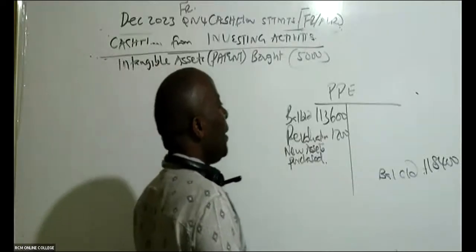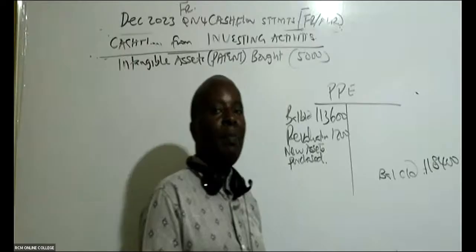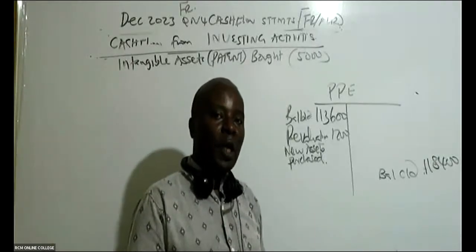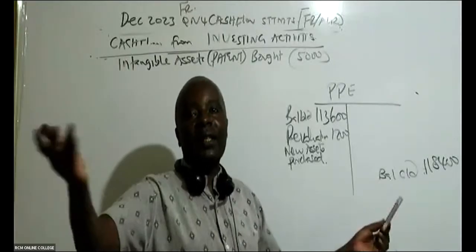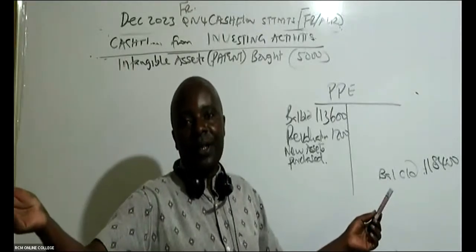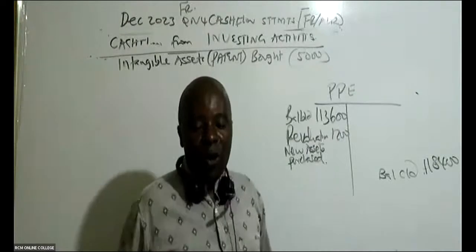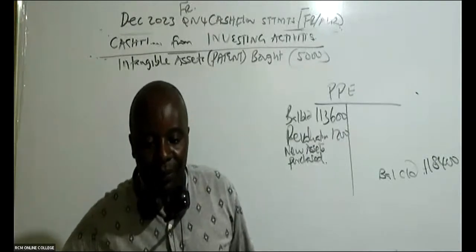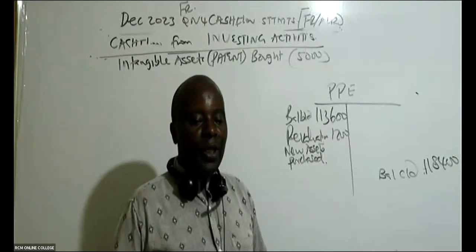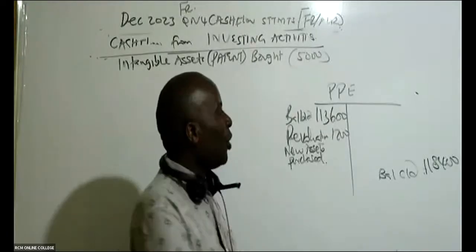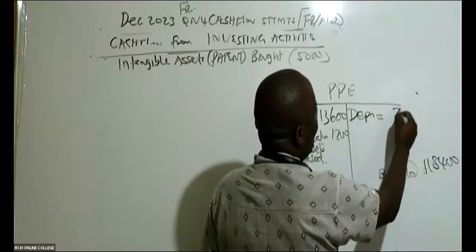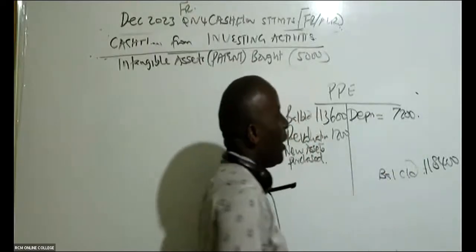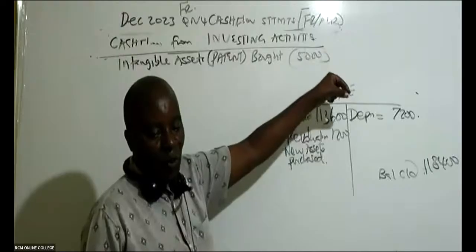Now, what makes the PPE value go down? Depreciation. And if you sell PPE items, in the question there is nowhere they told us that we sold. So the only thing we can account for here is depreciation. And fortunately, we know that depreciation for the year is 7,200.